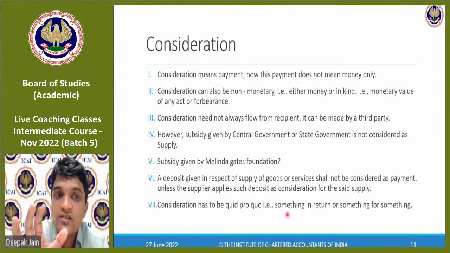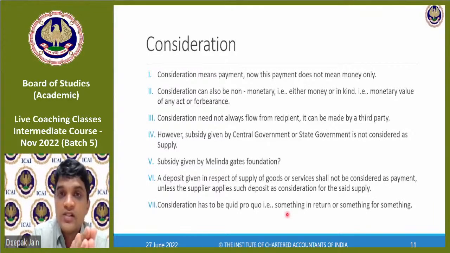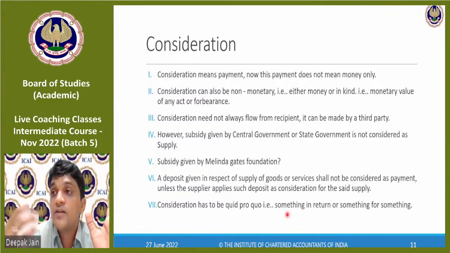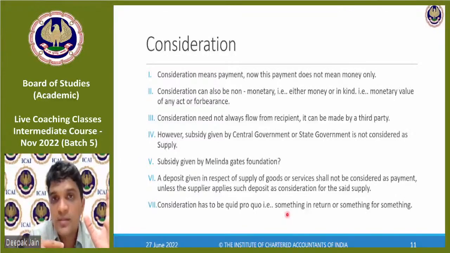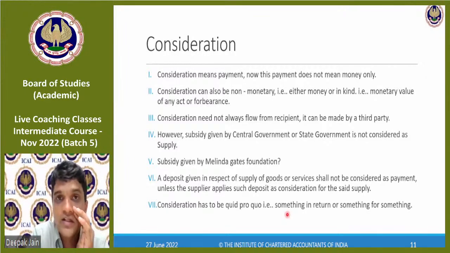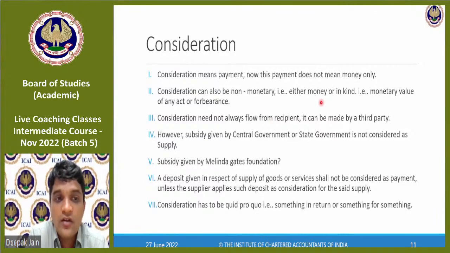So that is the relevance of consideration from a macro perspective, saying that not only on individual supply, but on bigger supplies, if the receiver is giving goods to the supplier, which the supplier had to pay, that is to be treated as a consideration still. Consideration can also be non-monetary. It could be either in money or in kind. Money value of any act or forbearance.